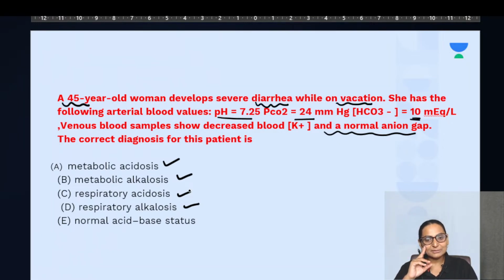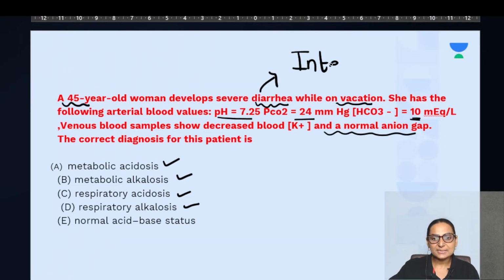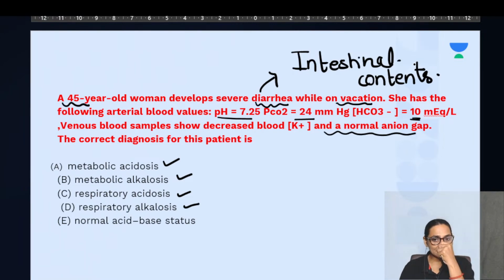It is metabolic acidosis. Right. Because as soon as you say diarrhea, what is going out? Intestinal contents are going out. And when the intestinal contents are going out, what is left is the acids. So it is going to result in acidosis.